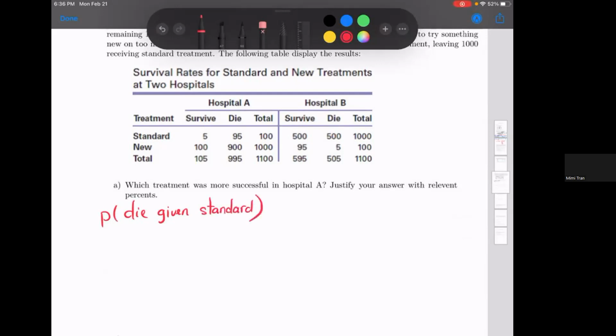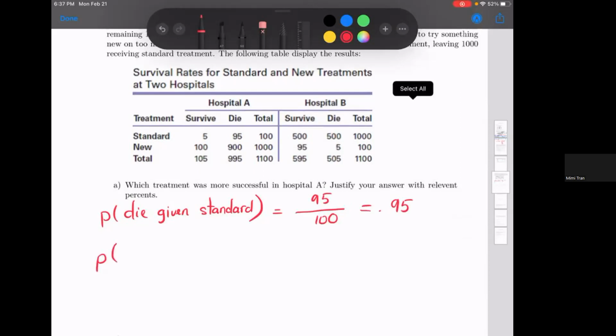Cool, we talk about hospital A here, right? So on the table, what is the fraction here? What is the proportion here? Probability of someone dying given the standard treatment. Just look at the table, right? 95 out of 100, right? 95 out of 100. So 0.95.